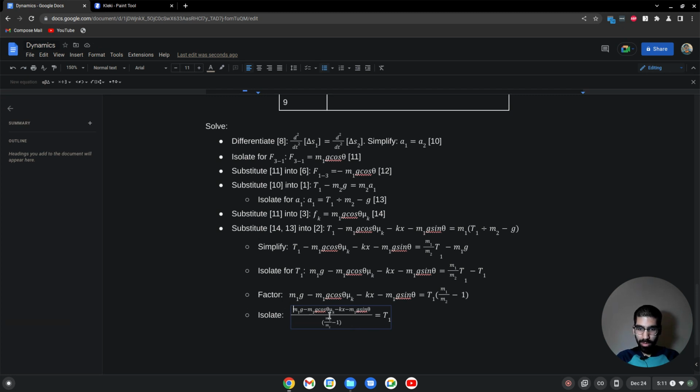Do I want to clean this up? I suppose I should. So you see we have m1g over here, m1g over here, m1g over here. So I'm going to move these terms closer together and then move this term at the end. I'm just rearranging the order that they're written in. I'm not changing much. Now I'm going to factor m1g out. So you have 1 minus mu k cos theta, minus sine theta, minus kx. Okay, there we are. Cool. Let this be equation 15.